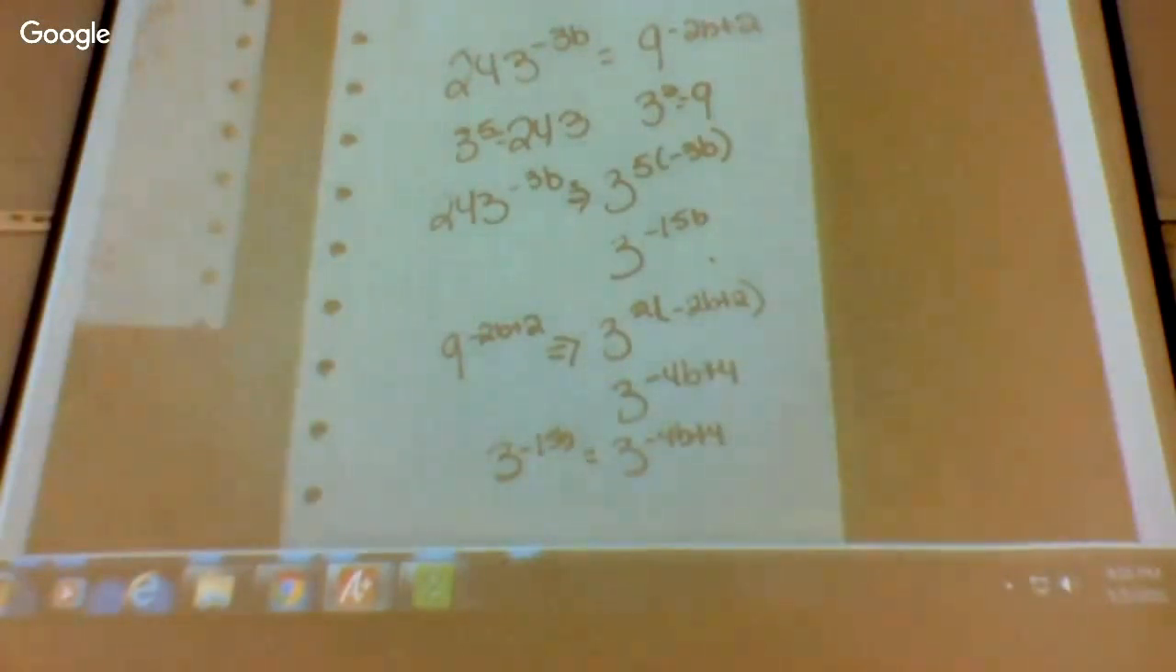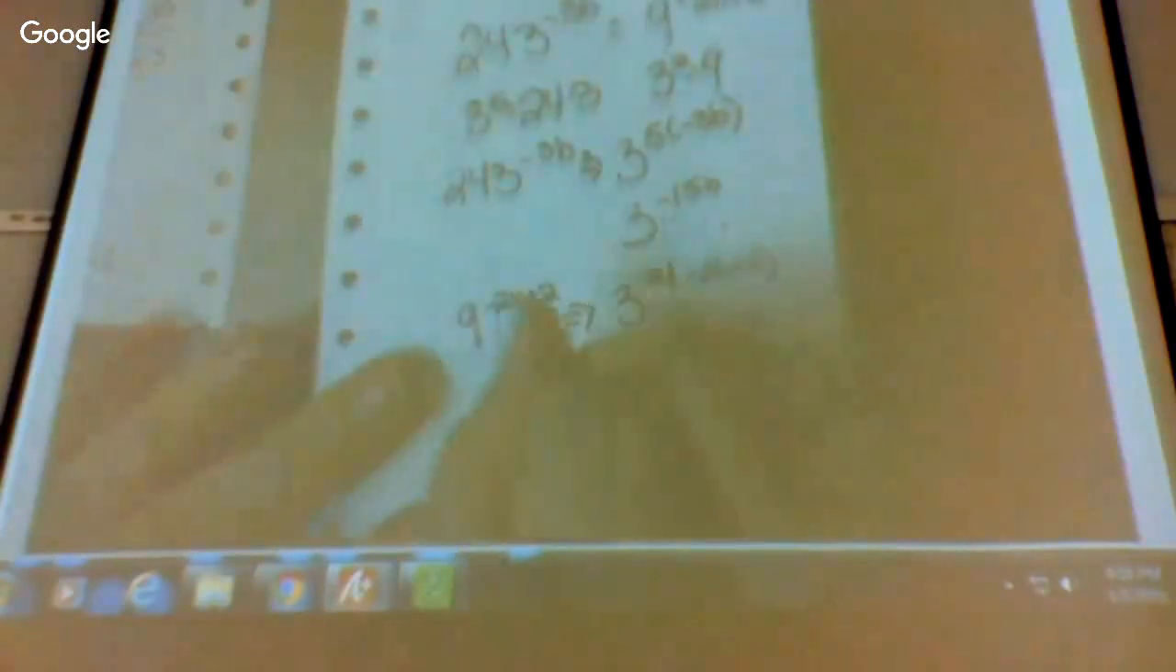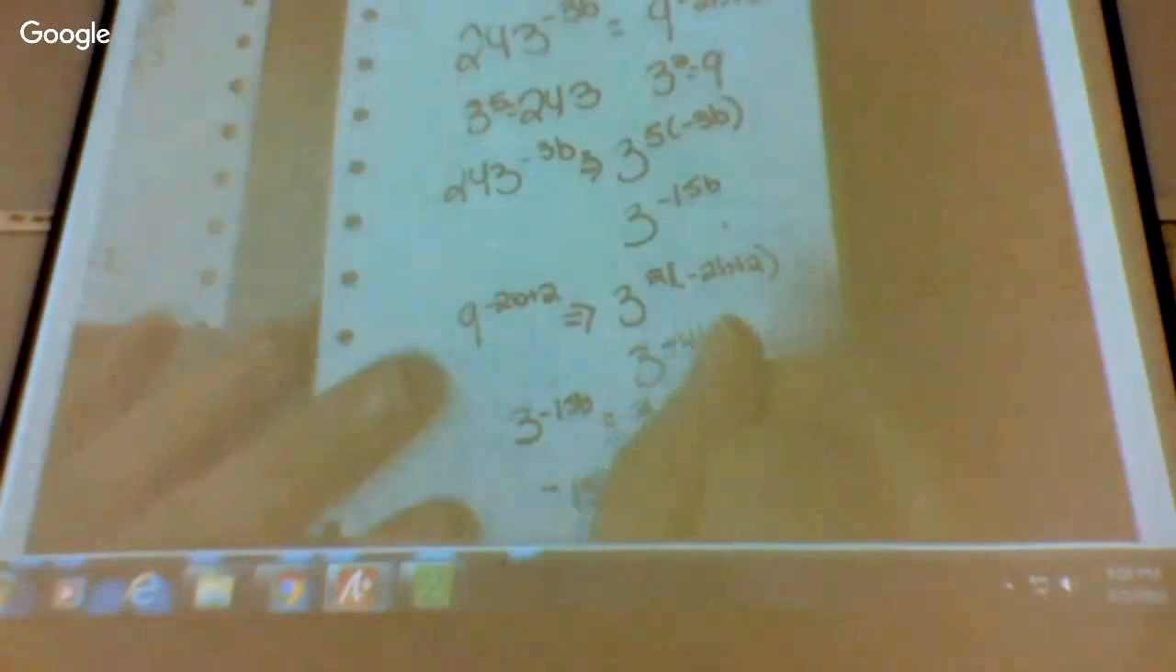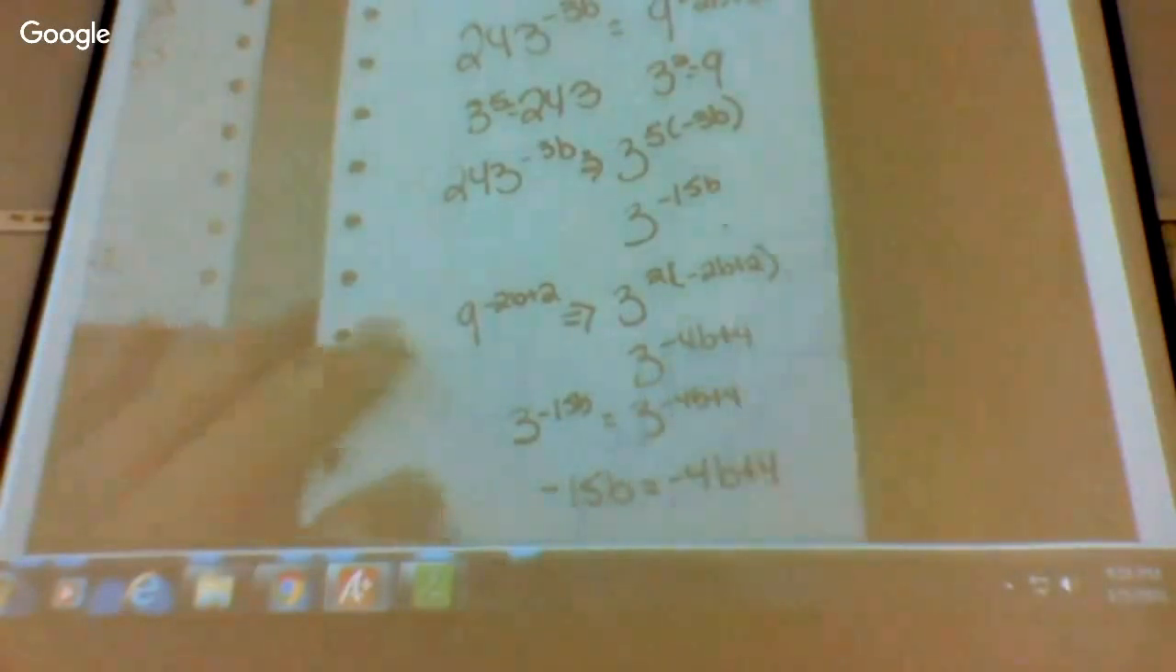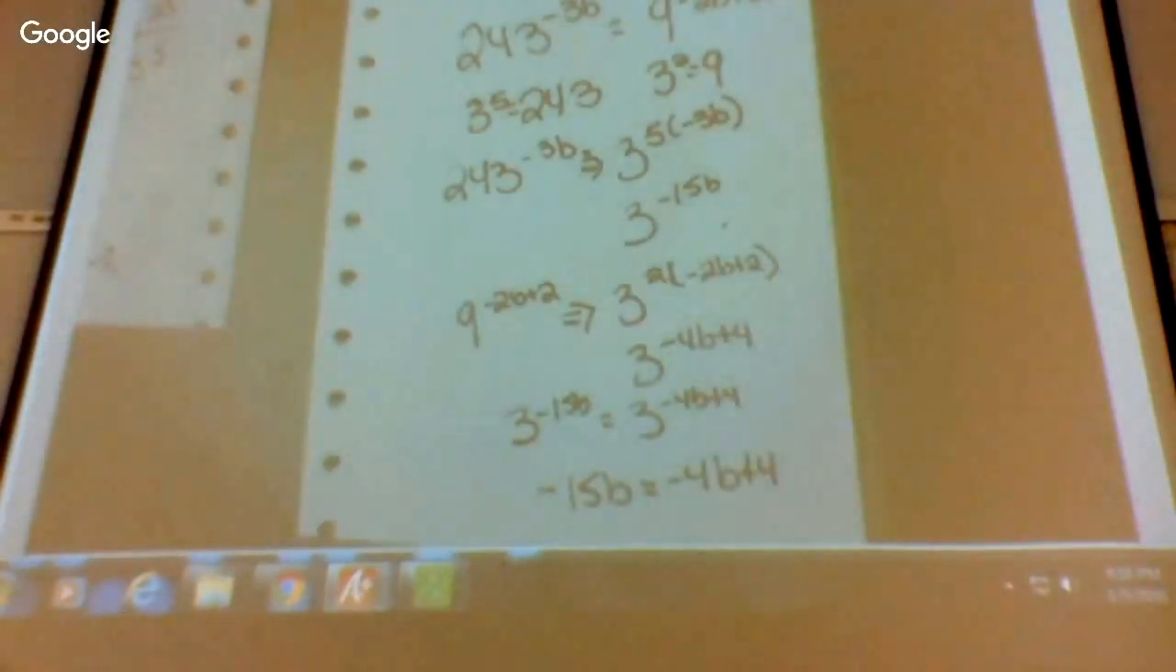Here's the great thing. Sometimes they give you problems where the bases are the same. And if the bases are the same, it's kind of the same situation as if I had a log equals a log. I'm now on an even playing field, and I don't have to worry about that 3 because I know whatever negative 15b is, it's the same as what negative 4b plus 4 is. Okay, so I don't have to worry about those 3's at that point because I have them the same on both sides. That's why you aim to do that.